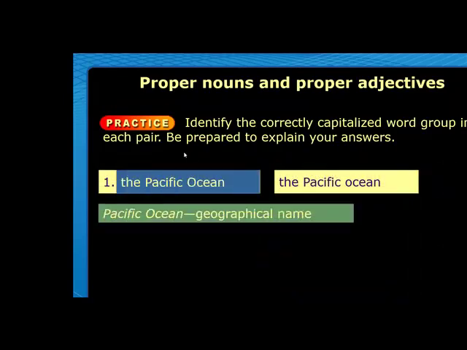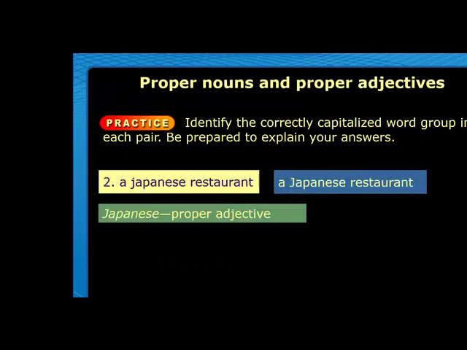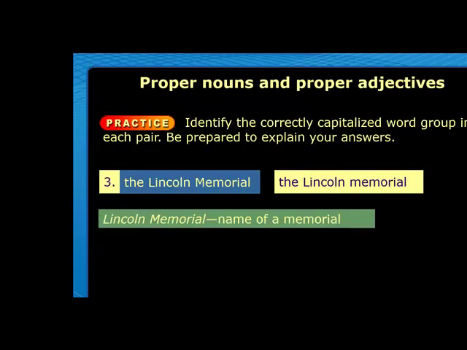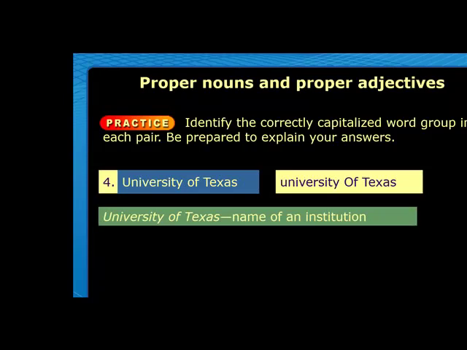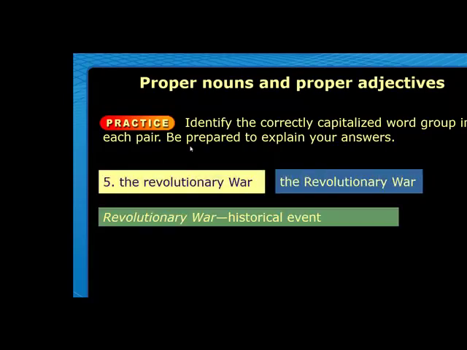Yes, the Pacific Ocean, that's a body of water that should be capitalized. Japanese restaurant. We capitalize Japanese because that's a proper adjective. Restaurant is not part of its name. Okay. The Lincoln Memorial. That's a structure or a place. University of Texas. Remember this? Do you remember when we talked about titles? Yes. We capitalize the important words, like University of Texas. Why would I capitalize the preposition? It's not that important. The Revolutionary War. Okay, that's part of a historical event. All of it is one.